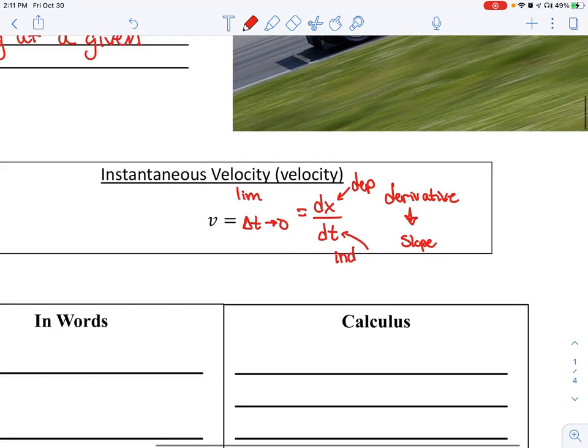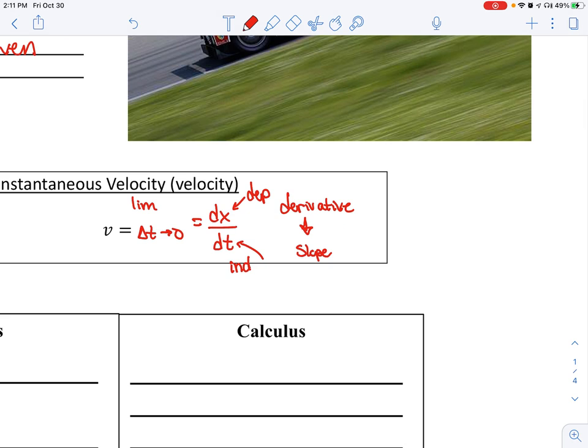What we need to do in order to find this right now, we need to find 2 points. I'm going to teach a shortcut, but find 2 points that are super close.